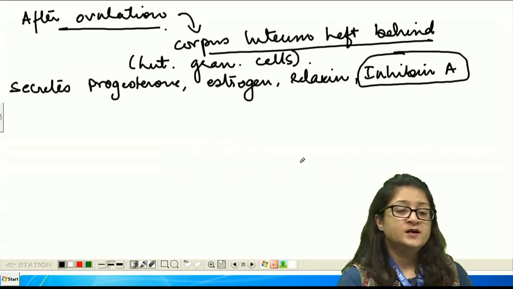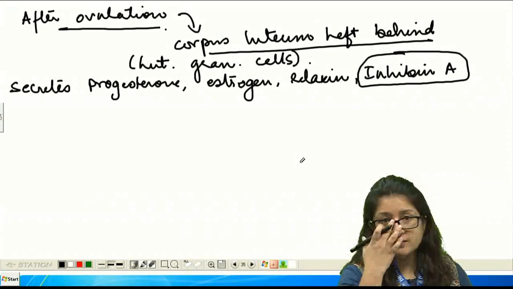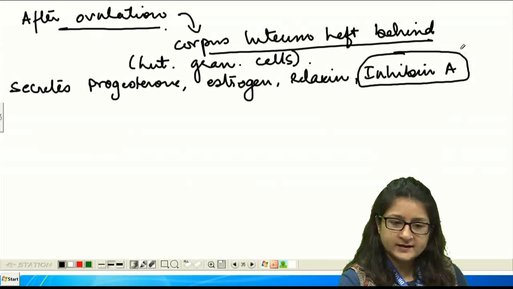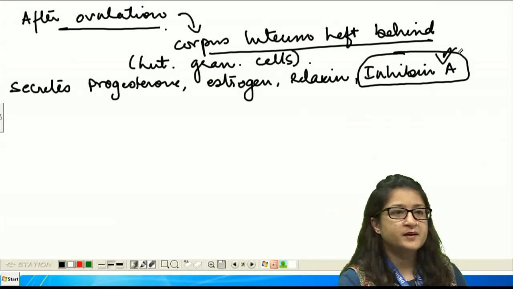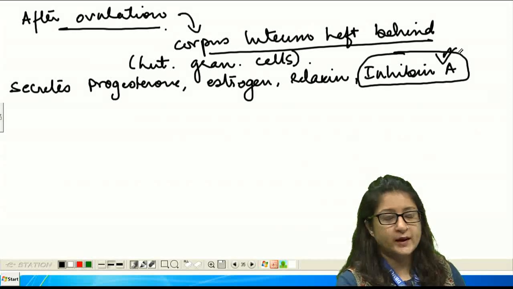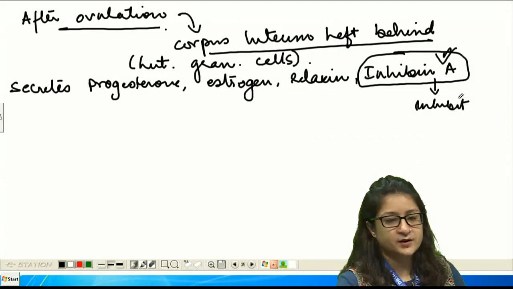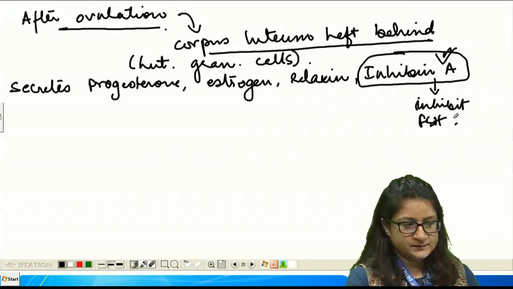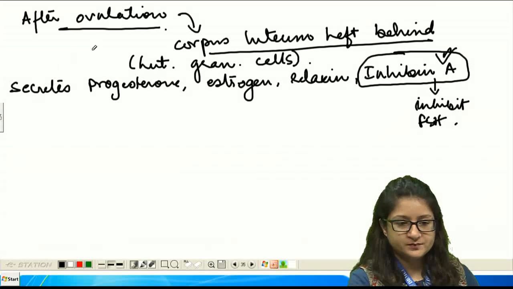The isoform secreted by granulosa cells is inhibin B, and the isoform secreted by the corpus luteum is inhibin A. The function of both these isoforms is the same, that is to inhibit FSH production. So this is important point number one.